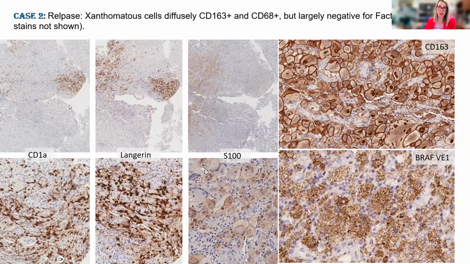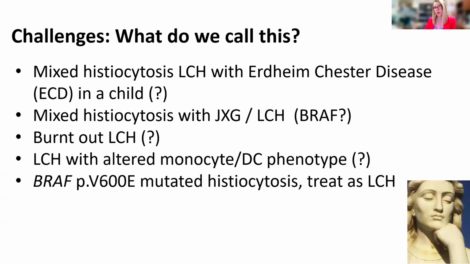And all of these foamy xanthomatous histiocytes were also positive for the mutant-specific BRAF VE1 immunostain. So again, these challenges, what are we going to call this? There's multiple choose your own adventure of what is classically a mixed histiocytosis. It has this LCH and somewhat Erdheim-Chester disease look, but again, in a child, that would be very unusual. Most typical JXGs do not have BRAF mutation. So again, we're in this sort of mixed histiocytosis.